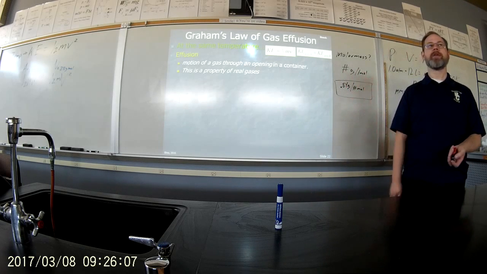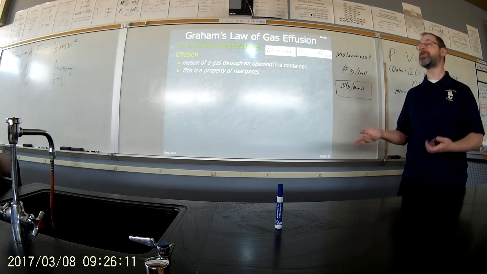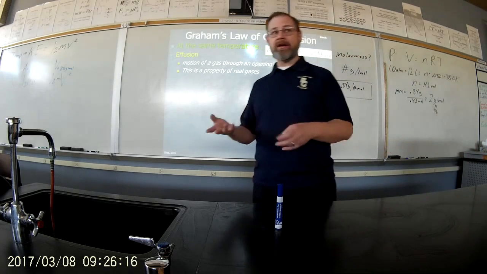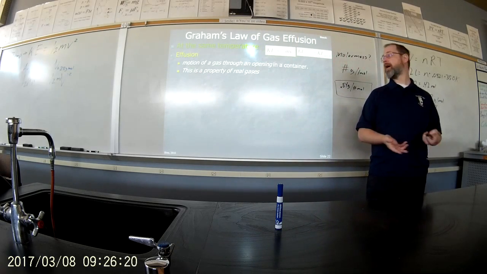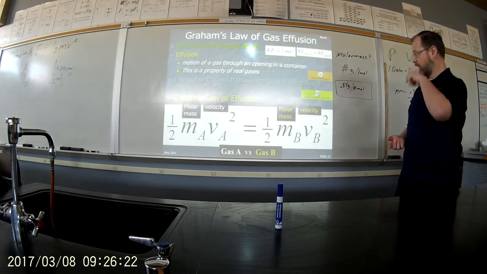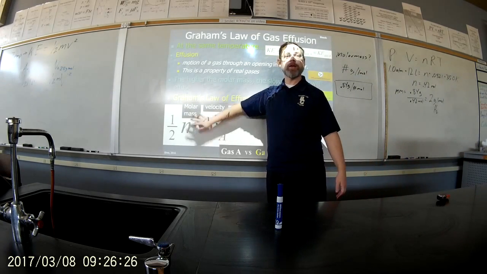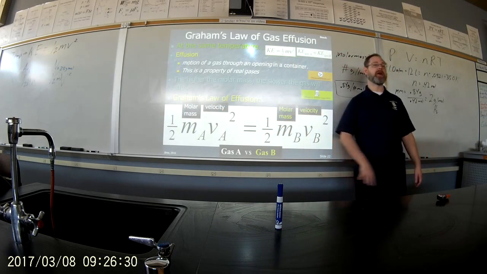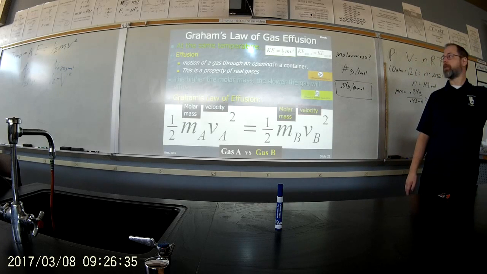E-fuse somewhere else. Okay, so Graham's law is simply the math behind the principle: that if you have two samples of gas at the same temperature, then they will travel at speeds based on their molar mass. So consider this. You just set the 1/2 mv squared of one gas equal to the 1/2 mv squared of another gas. That's Graham's law. That just becomes math.